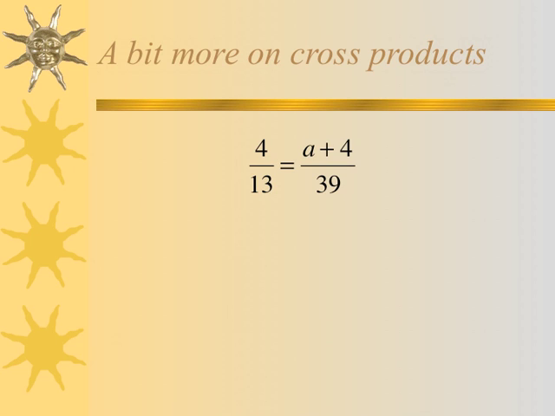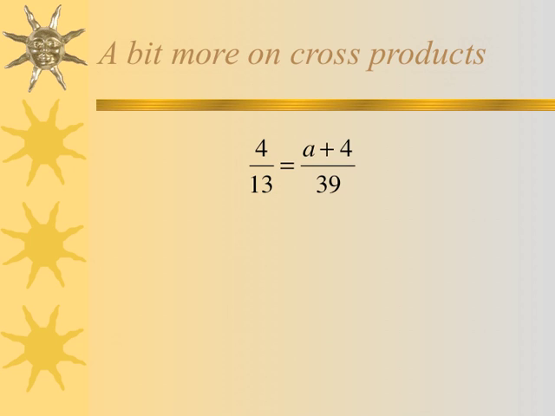In the last lesson, we looked at how to use cross products to solve proportions. We're going to take one more look at that and follow up on a common mistake that people make. So here's a problem where we can use cross products so long as we're careful. We have 4/13 equals the quantity a plus 4 over 39.